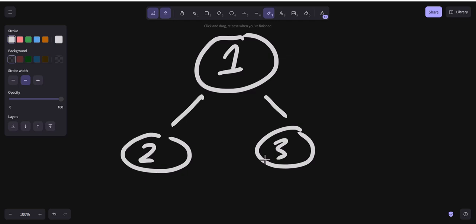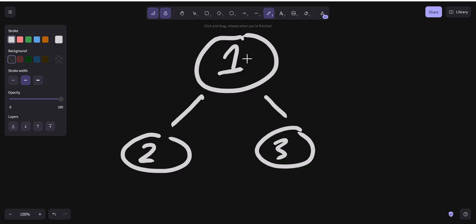Now, trees in general have no restriction on how many children a node can have, unless it's a specific kind of tree. We're going to get into different kinds of trees later on, like binary trees and binary search trees and all that kind of stuff. More specific trees have certain limitations on how many children a node can have, but a tree in general has no such thing.